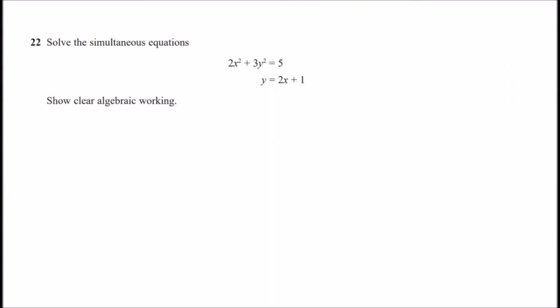Alright, number 22. Solve the simultaneous equations. Show clear algebraic working. Alright, cool. Now to solve this nice and easy, and actually they've already done this for us. Usually what you would have to do is make one of these letters a subject, and they did it. They made y the subject here, and then substitute back into one of the other equations. Since y equals a subject, we're going to replace this y here with 2x plus 1.